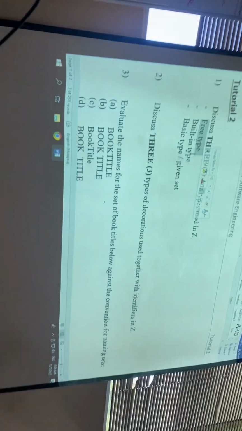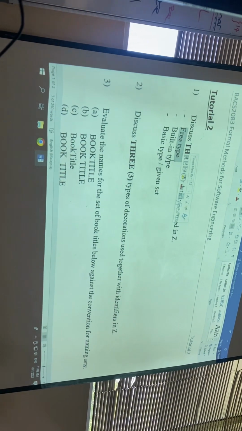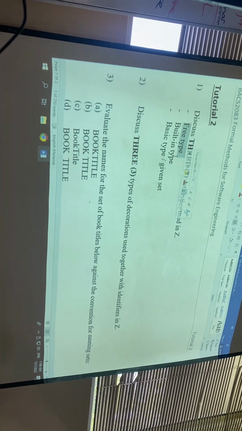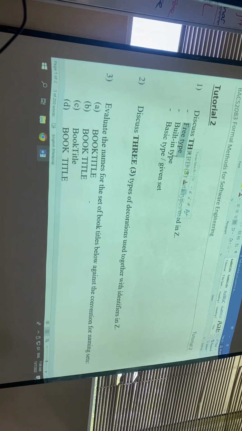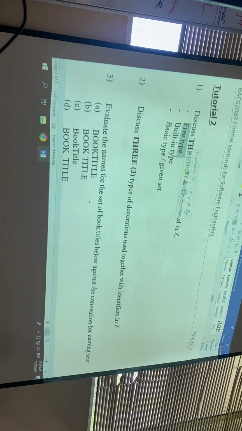One of the choices inside the list set. Normally for choice, built-in, the word built-in means provided to you. So for built-in, you can use only Z and N. Only these two. Basic type is the one that you as the analyst will actually create into the system. Normally basic type will be used to represent string data.